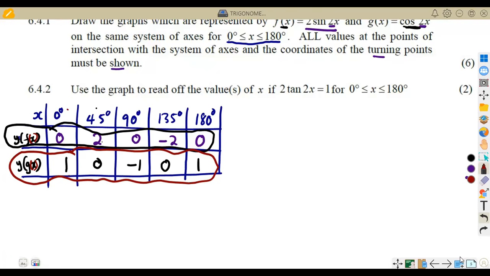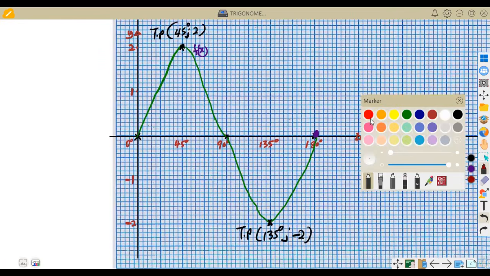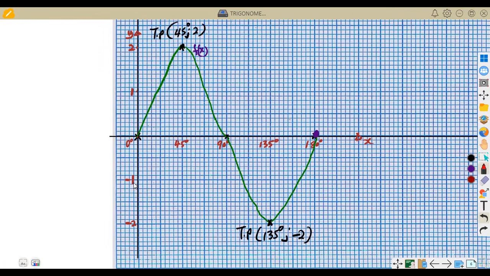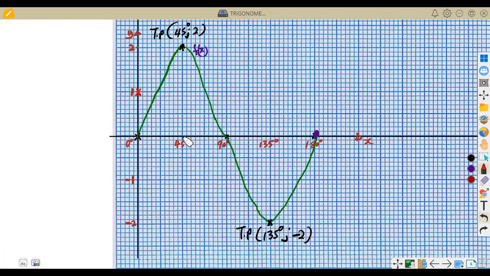We're going to use the same concept as the previous one. We're going to mark our points. We said 0 versus 1, which is somewhere here. Let's check properly. All right, that's it, 0 versus 1. Then 45 versus 0, like here. We do the same thing. 90 was versus minus 1. 135 was versus 0.